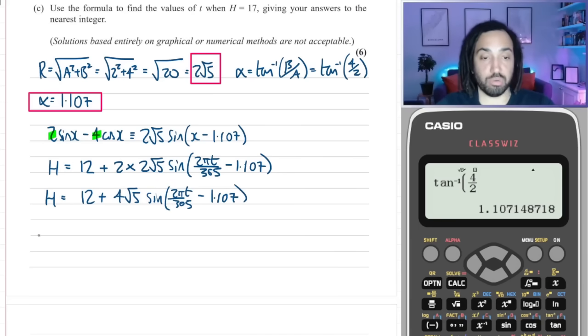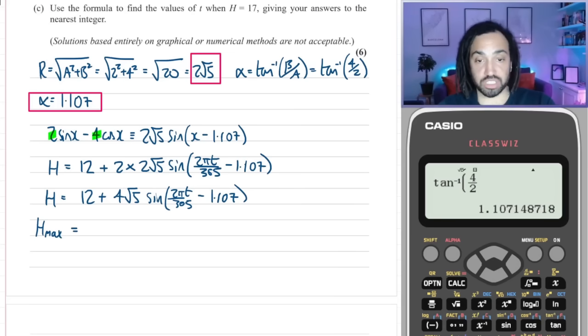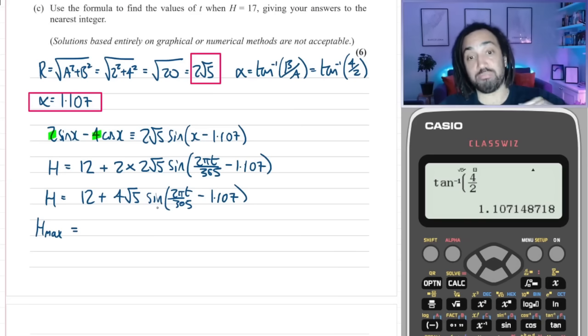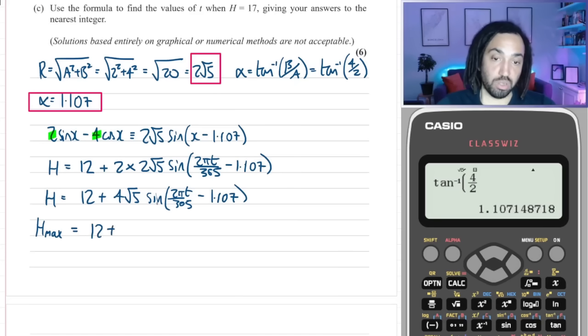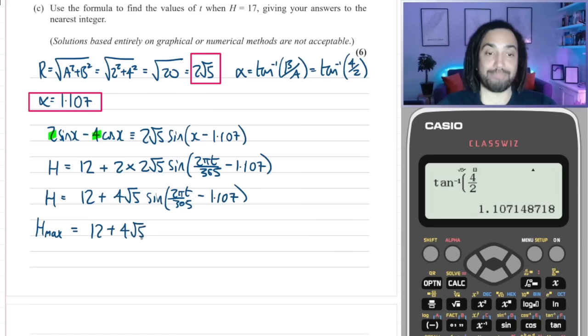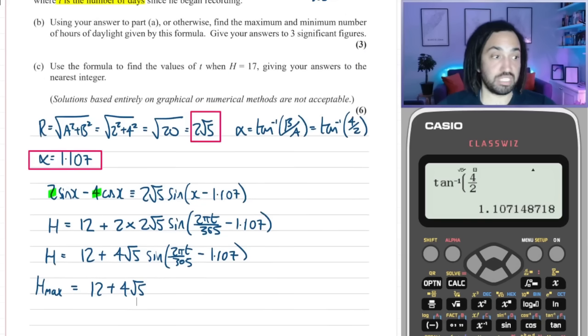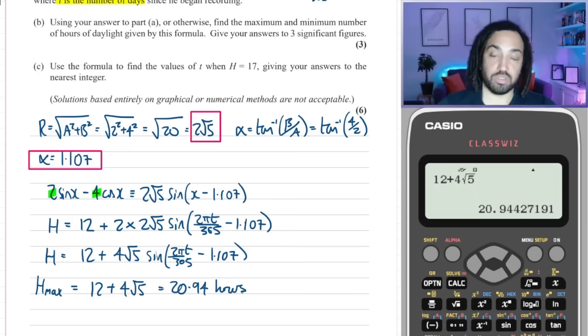Like so. Okay, so now what we're trying to find is the maximum and minimum. So the max will happen when this sine function here is maxed out. And we know that the maximum sine can be is positive 1. So when this sine function is positive 1, times that by 4 root 5 is just 4 root 5. So that is the max value. It says give your answer to 3 significant figures, because we are modelling, so it's important to not necessarily give it an exact form. Okay, so that is equal to 20.94, and that is hours of sunlight.